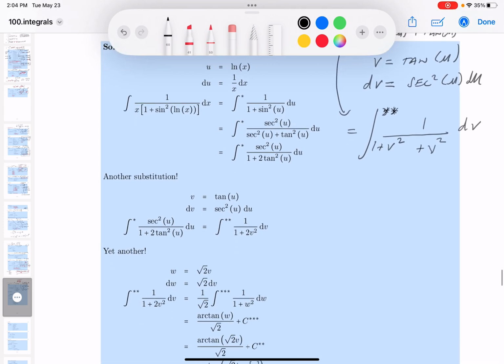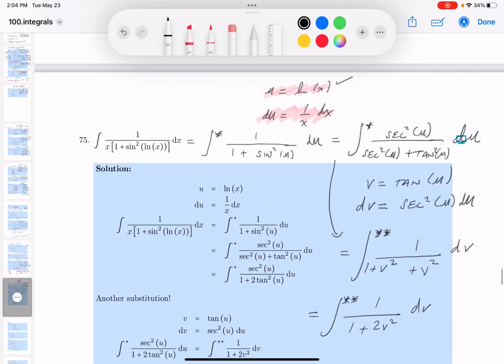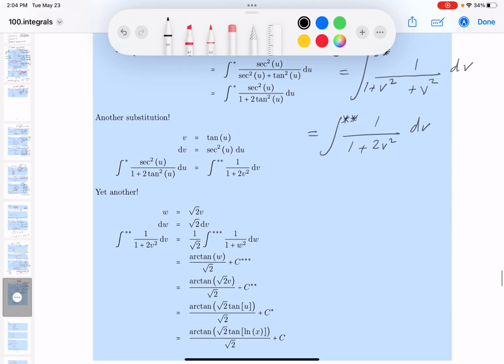Things are shaping up pretty nicely now, aren't they? So what do you get over here? 1 plus 2v squared dv. All right. Now again, remember, we start off with 2 kind of hints. And someone says, well, I don't know what to do with this guy over here. It should be somewhat recognizable. Now what I mean by that, it sort of looks like an arctan problem to me. So I'm going to make another substitution, by the way.